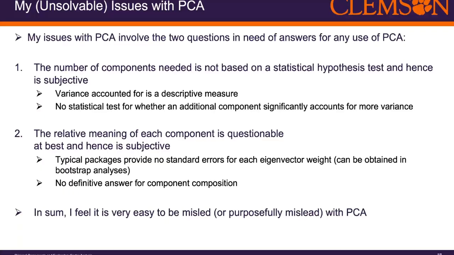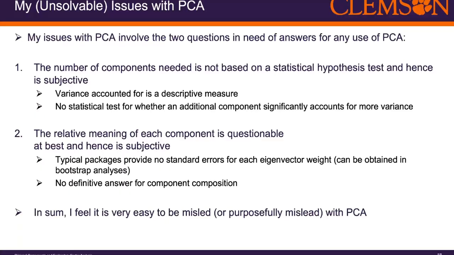right? Variance accounted for is a descriptive measure, and while you say I might want 70% of the variance accounted for, someone else may want 90, or someone else may be okay with 50, right? So it doesn't necessarily help us. It also doesn't help us test whether an additional component significantly accounts for more variance.